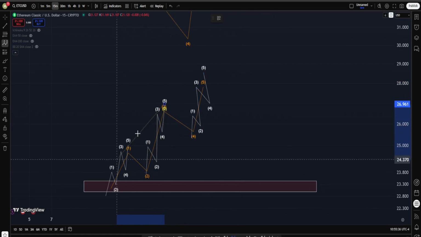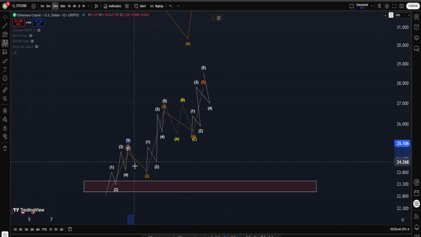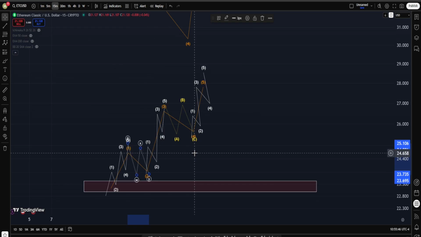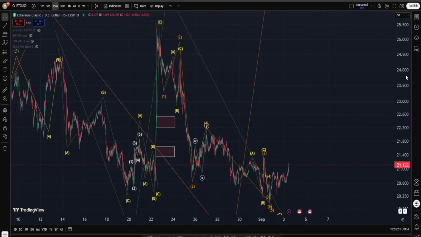So, we're going to have a 5-wave up into waves 1, 3, and 5. And for waves 2 and 4, we can have different counts. It's not really that important. Let's say ABC into 4 and a WXY into wave 2. Now let's go on the live chart and see what is happening.